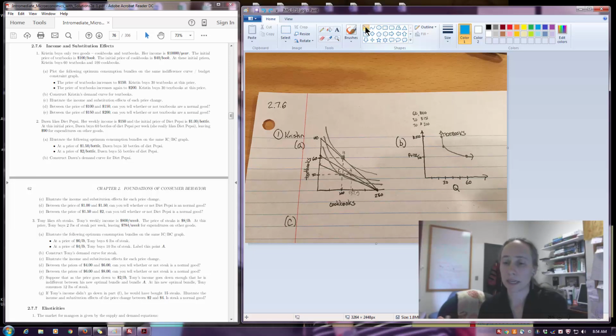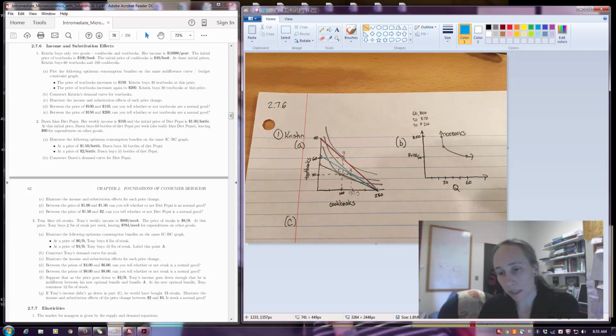But the idea behind it is that whenever there's a change in price, there's really 2 things that change. The relative prices change. If textbooks get more expensive, cookbooks get relatively cheaper, and textbooks are relatively more expensive relative to the other good. That's represented by the fact that the slope changed. So for instance, we were here, and now we go down to this budget constraint, and the slope has changed, representing the change in prices.